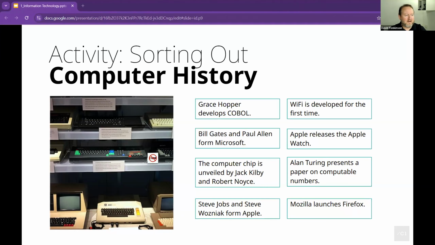Matthews. Okay, Alan Turing, a computer chip. Grace Hopper, Bill Gates and Paul Allen forming Microsoft. Steve Jobs and Steve Wozniak, Apple, Wi-Fi. Mozilla, and then the Apple Watch. Very good, people.